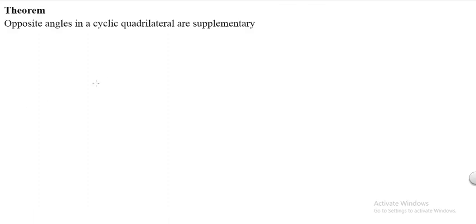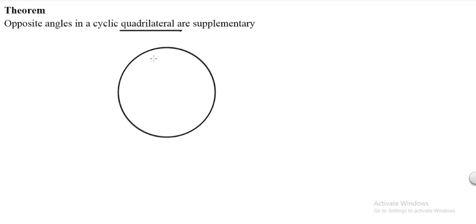This next circle theorem states that opposite angles in a cyclic quadrilateral are supplementary. What this simply means is that if we have a circle and we happen to have a quadrilateral inside the circle, a quadrilateral simply means a four-sided polygon, something that looks like this. So this shape inside the circle is a quadrilateral.